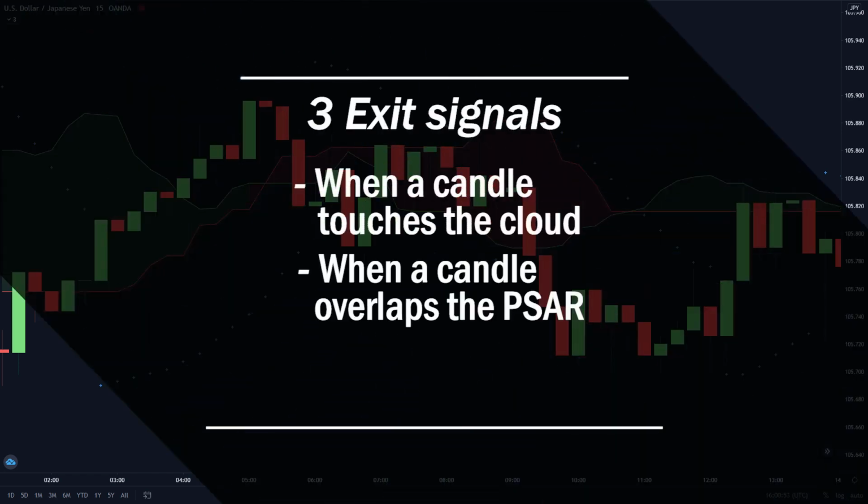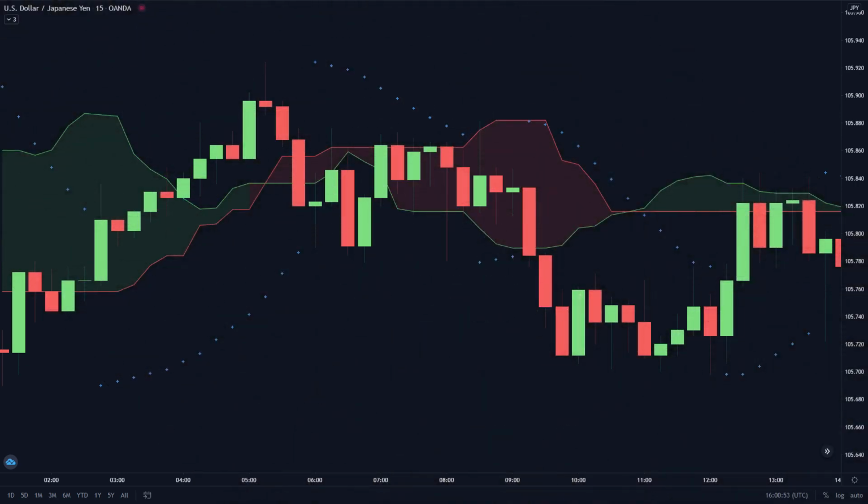Next is if the candlestick hits the parabolic SAR. At the beginning, I said that we are using the parabolic SAR as a trailing stop loss. So this is exactly that. So if the candle touches the parabolic SAR, we close our trade.